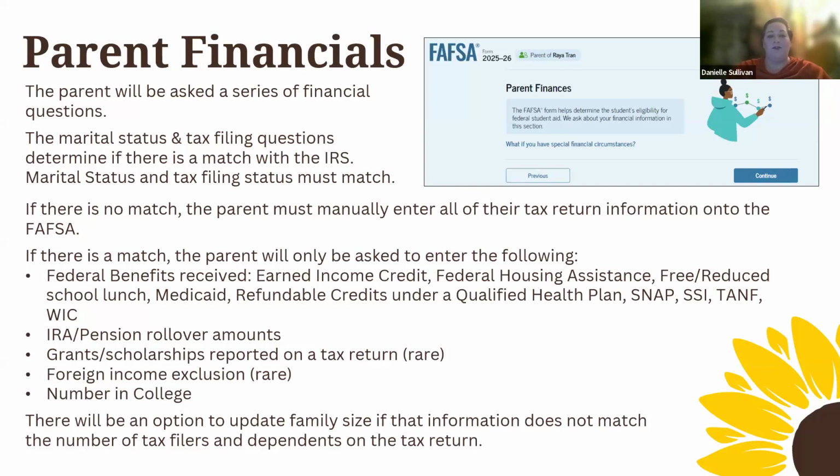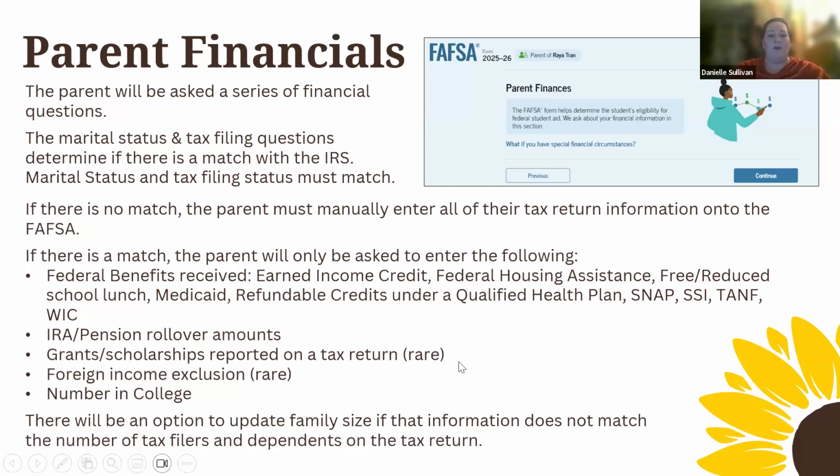They're going to be asked about federal benefits received. So that's if they have an earned income credit, which is on a tax return, if they received federal housing assistance, if their student has free and reduced school lunch, if they have Medicaid, refundable credits under a qualified health plan, Supplemental Nutritional Assistance Program or SNAP, Supplemental Security Income or SSI, Temporary Assistance to Needy Families or TANF, and Women, Infants, and Children or WIC. So if they have any of those kinds of government programs, those are all income based. So that's telling the FAFSA that they're low income if they have any of those benefits.